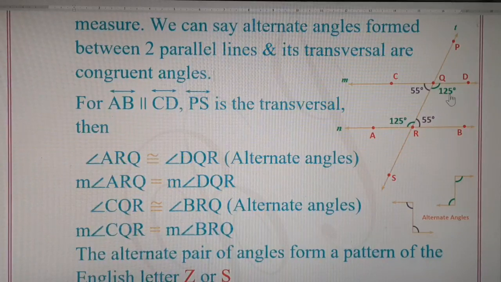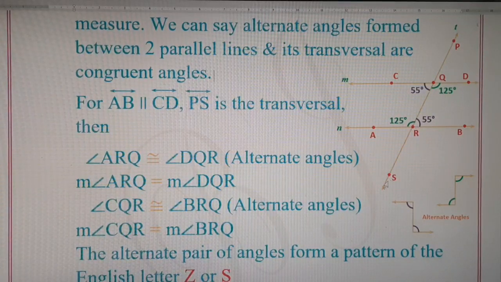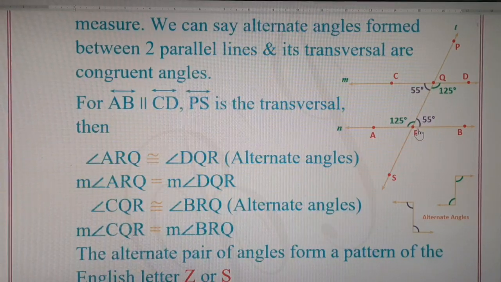Let's understand this example for two lines which are parallel. Line AB is parallel to line CD. So if we look in this diagram, line CD and line AB are parallel lines, or we can call them line M and line N. Line M is parallel to line N, and we can say line PS is the transversal, as it intersects both the lines at two different points. A line which intersects two different lines at two different points is known as the transversal. So we can say line PS is the transversal of line M and line N.